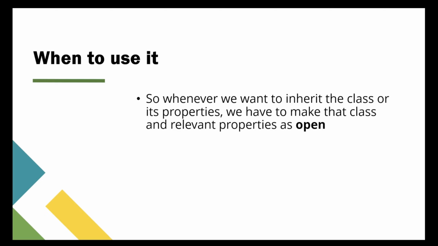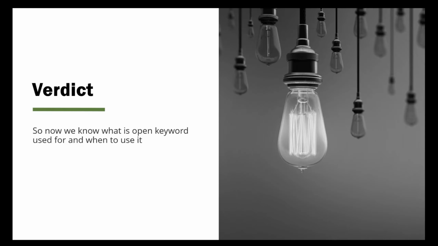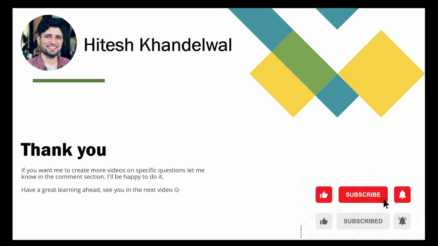So when to use it? Whenever we want to inherit the class or its properties, be it a function or a variable, we have to make that class and the relevant properties open. And I believe by this you should be able to understand what the open keyword stands for, and where and how to use it.